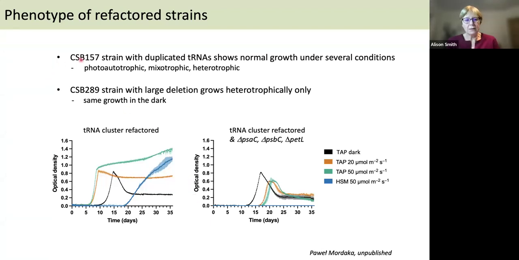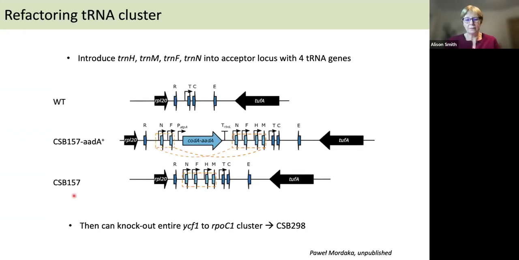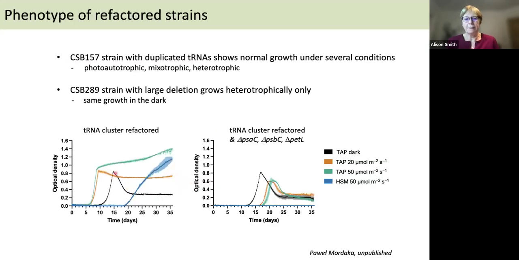So this is the strain 157, which has got the duplicated tRNAs. And then strain 289 has got the large deletion with the photosynthetic genes knocked out. So it will only grow in the dark, well, it will only grow heterotrophically with a source of acetate.